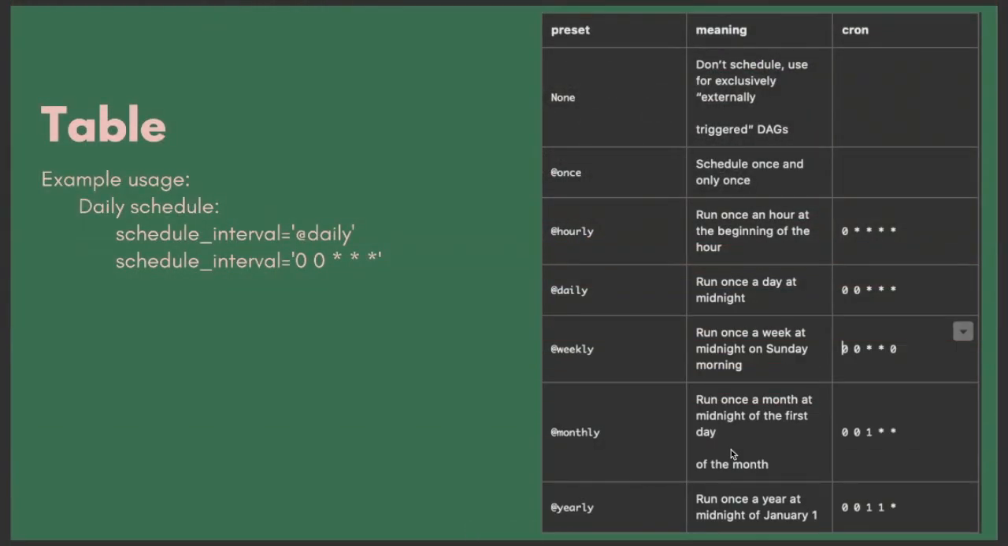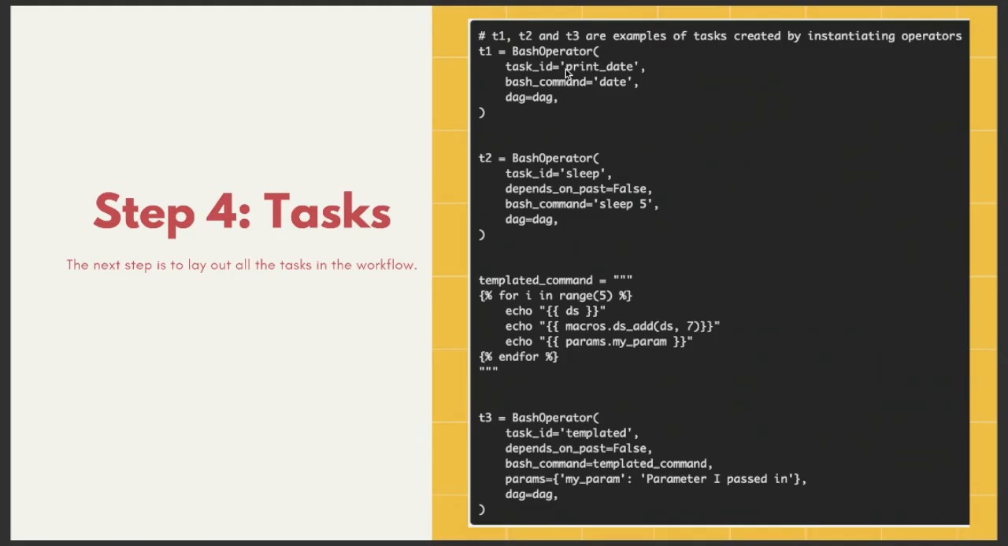So this is a table where we have given all the schedule interval parameters you can pass. You can pass a cron or a preset name such as @daily, @hourly, @monthly, or you could give the cron values of 0 0 * * *. Anything can be done. The fourth step is creating a task.